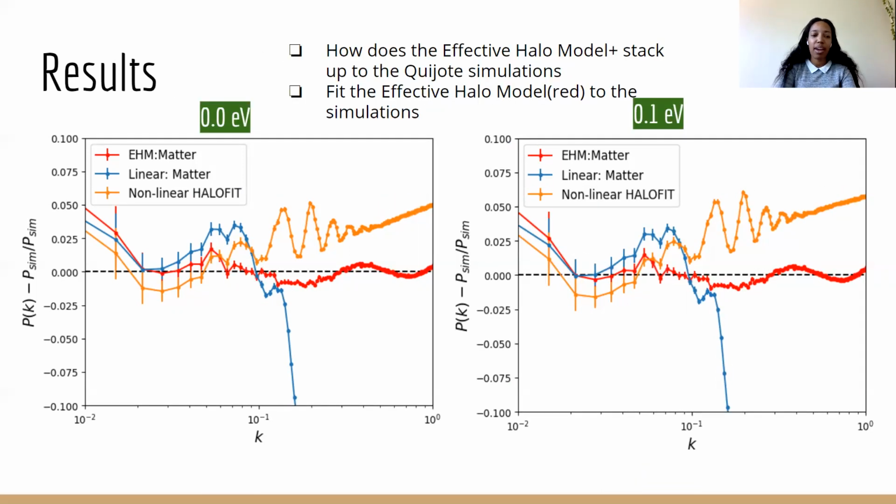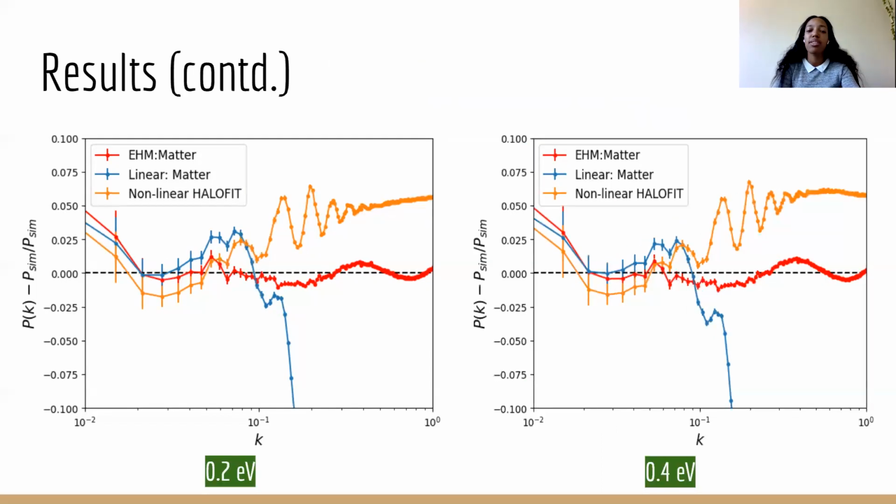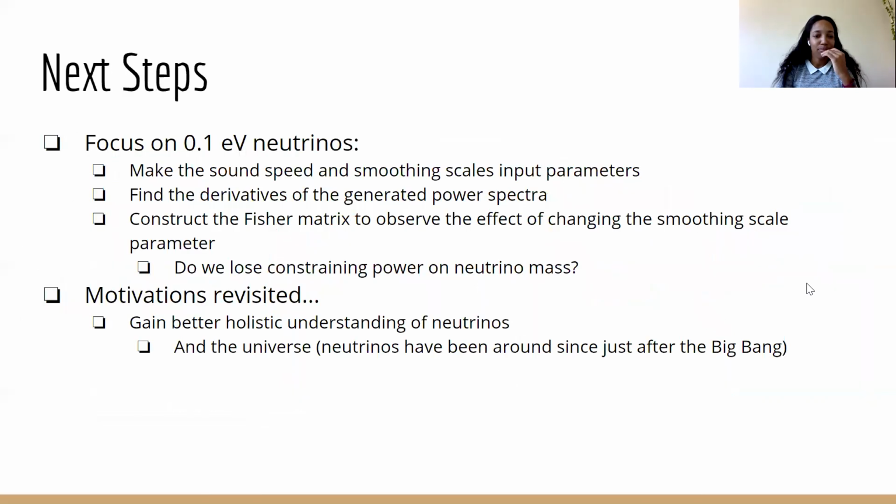You can see that the higher the mass of the neutrino, the more of a difference there is between the effective halo model and the Quixote simulations, which is important to see.